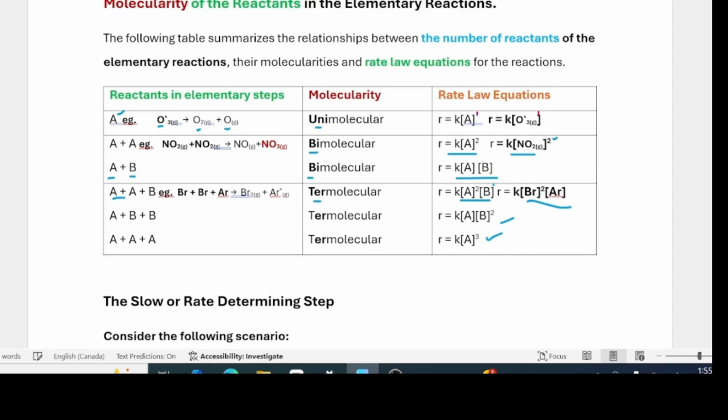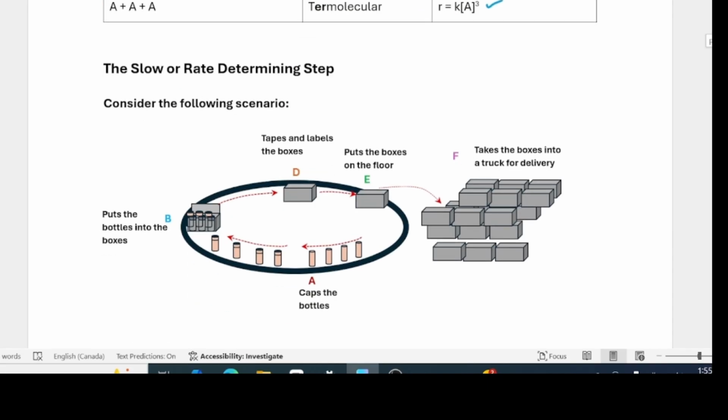So this is what is meant by the molecularity of the reactants. In these reaction mechanisms, one of the steps is said to be slow, and it is called the rate determining step. And the entire rate of the reaction depends on the rate at which that slow step is operated. Here's an analogy that I'm using for you to understand this concept.